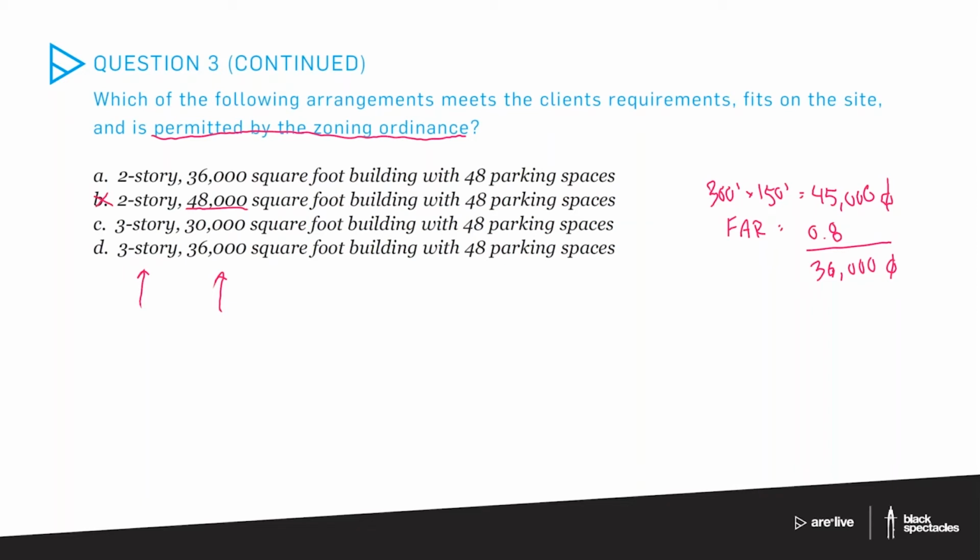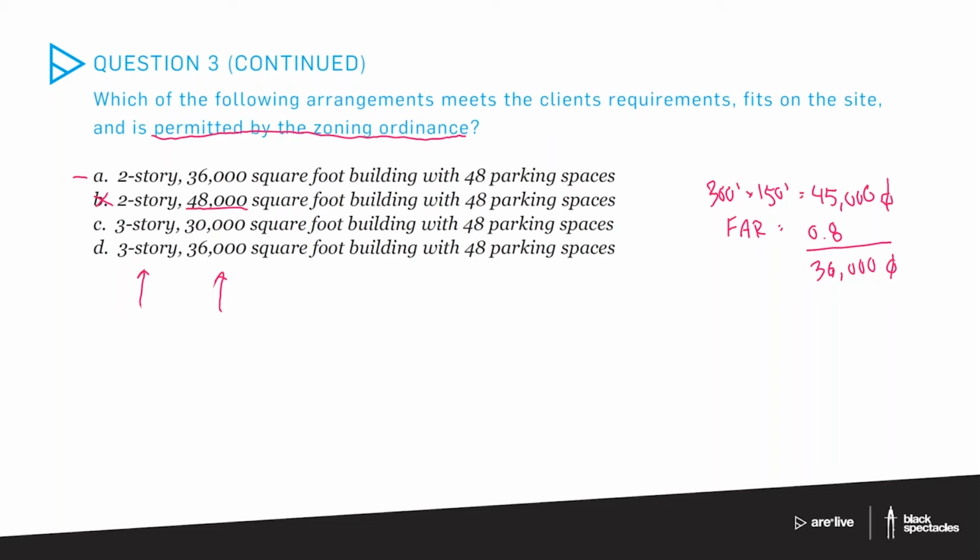And then if we just peek at the remaining choices, we have 2 with 36,000 square foot buildings, but different heights. And we have a 30,000 square foot building that is listed as 3 stories. So looking at these choices, choice A would be the client's preference, right? It maximizes the floor area. It's the least number of stories out of what's listed, and it has 48 parking spaces. So on the exam, I would move along to analyze choice A now to determine if it complies with zoning and if the program actually fits on the site.